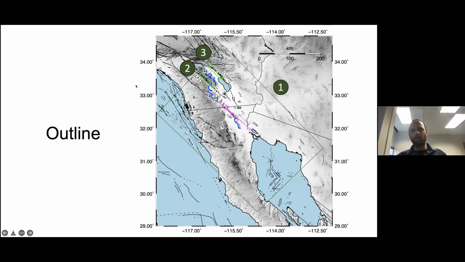So here's my rough outline. I'll be focusing firstly on the larger scale features, and I'll focus very specifically on the San Jacinto Fault and the southernmost San Andreas Fault. These fault systems in the area in general probably need no introduction for everyone on this call.